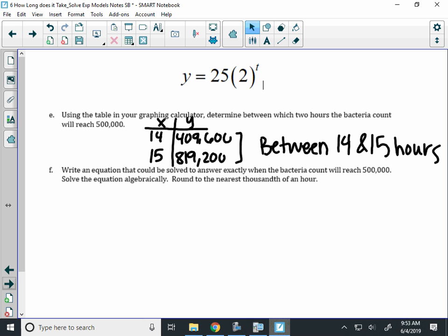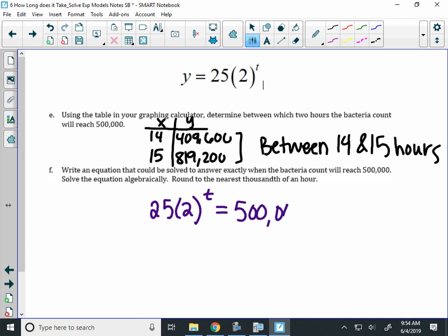Now, write an equation to find it exactly. So we're actually going to find that 14.288. Our equation here, well, this is what we know about the bacteria. And we want to know when it equals 500,000. We learned how to do this in lesson 3. We're going to isolate the 2 to the t and then use the logarithm. So divide by 25.